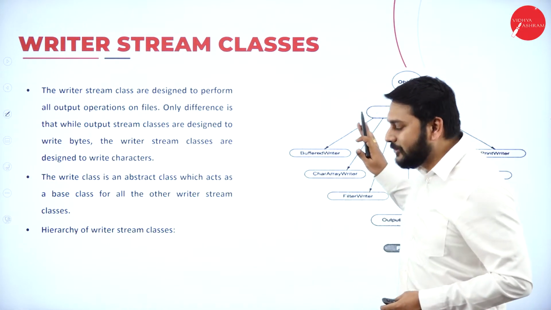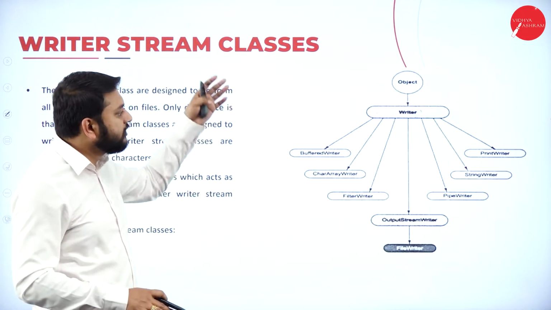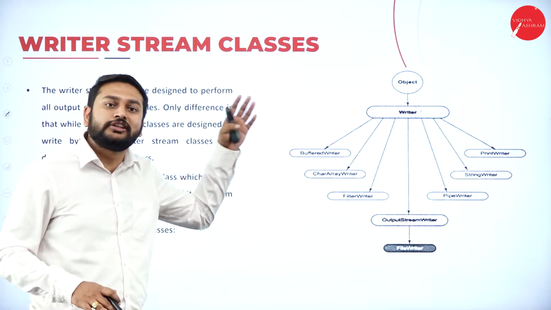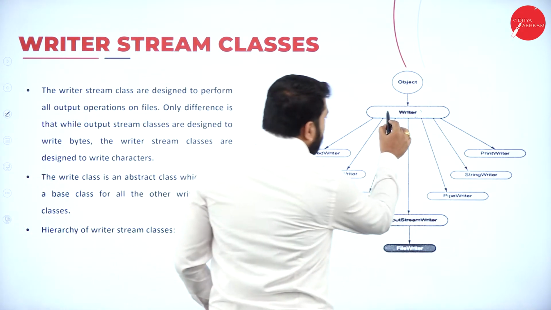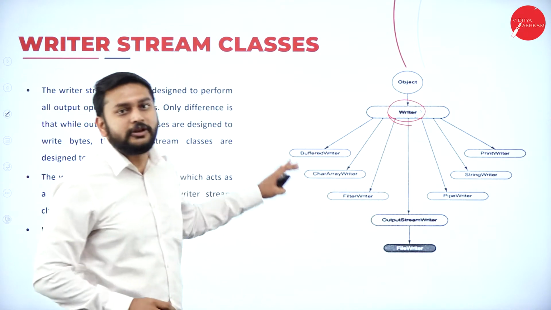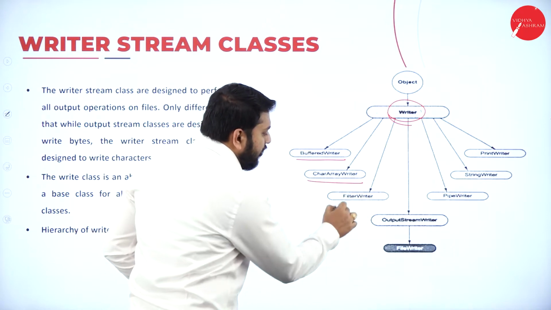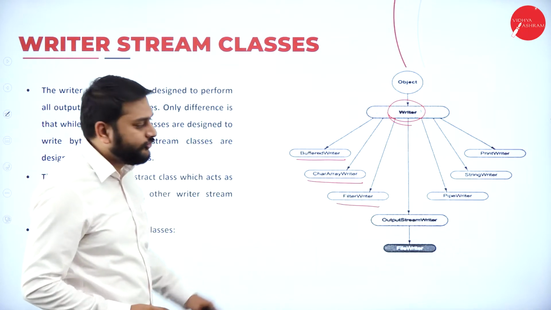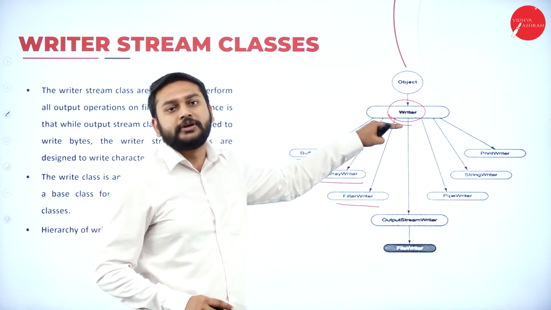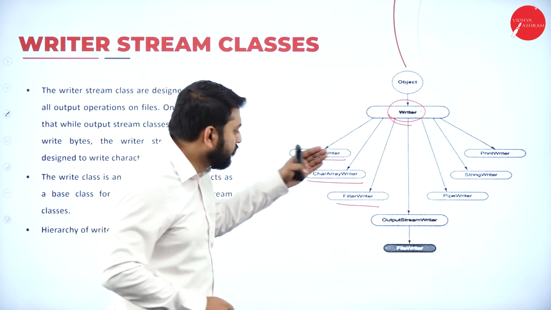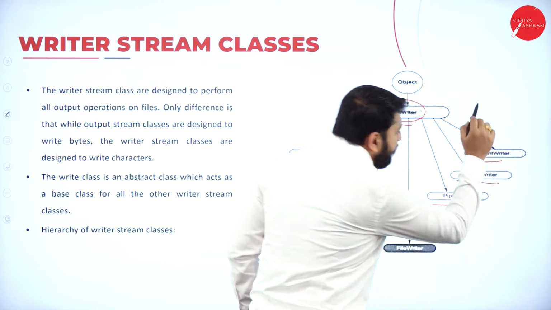And here I'm representing the hierarchy of the writer stream. So what are the different files or functions or classes that I have? Please observe. When I have the class called writer stream, I have the subclasses like buffered writer, character array writer, filter writer. Please observe, all these things are the subclasses of this superclass, is what you need to remember. Fine, in the same way output stream writer, pipe writer, string writer, print writer.